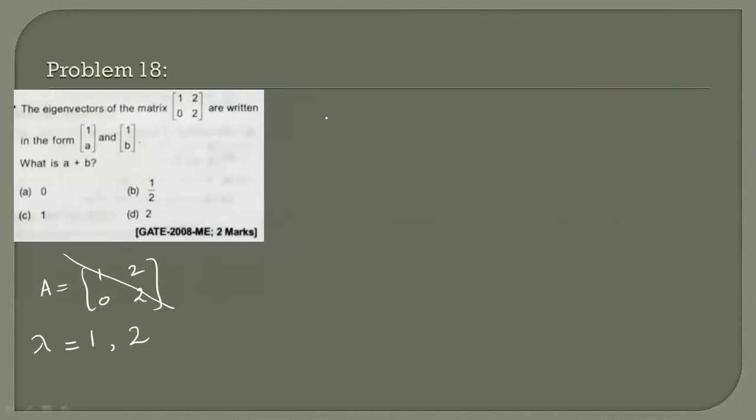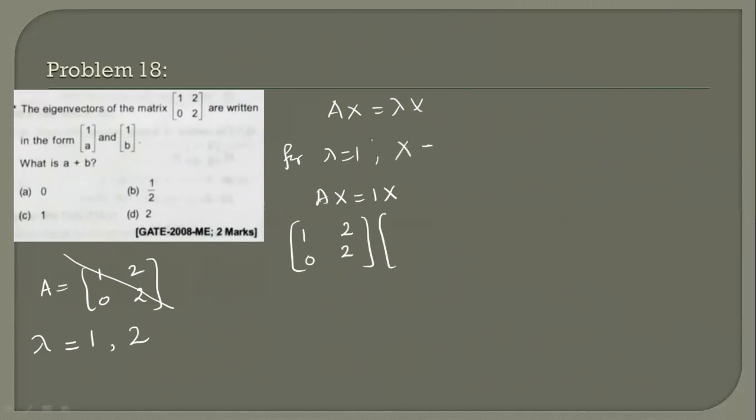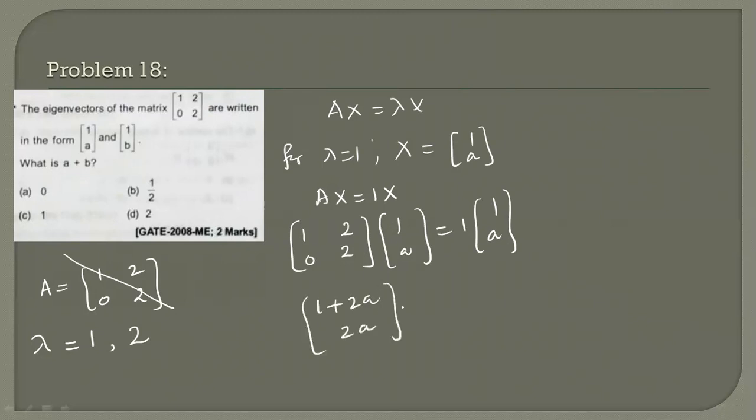Now, you know Ax equal to lambda x. For lambda equal to 1, for the first eigenvalue, Ax equal to 1x. Write the matrix A here: 1, 2, 0, 2. Suppose the first eigenvector corresponding to 1 is 1, a. You can suppose 1, b also, but I am writing 1, a here. 1, 2, 0, 2 times 1, a equal to 1 into 1, a. Now multiply here. It will be 1 plus 2a, and 2a equal to 1 into a.